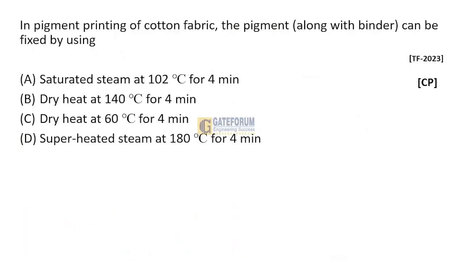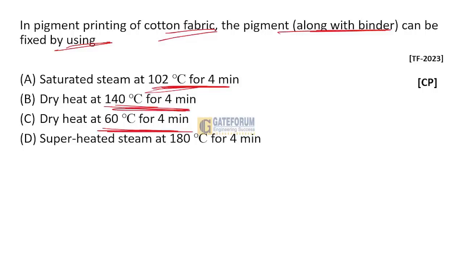Coming to the next question, in pigment printing of cotton fabric, the pigment along with the binder can be fixed using saturated steam at 102 degrees Celsius for 4 minutes, dry heat at 140 degrees Celsius for 4 minutes, dry heat at 60 degrees Celsius for 4 minutes, and superheated steam at 180 degrees Celsius for 4 minutes.